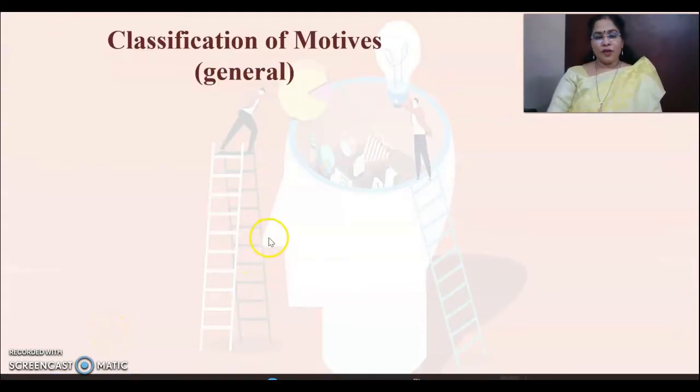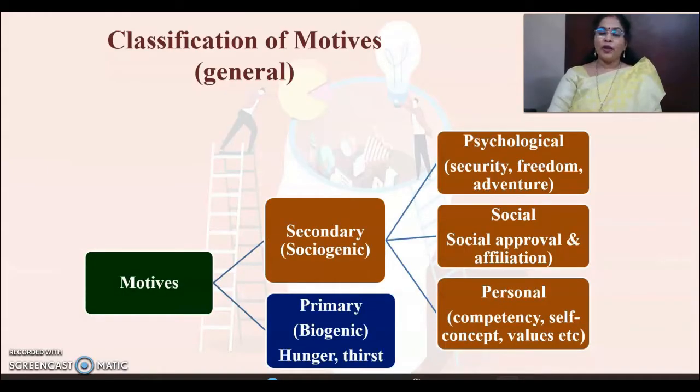Let's see the classification of motives. Generally, motives are classified into two categories as primary motives and secondary motives. Primary motives are in relation to our biogenic activities like hunger, thirst, sleep, and all these are primary motives. Secondary motives are sociogenic. They are psychological, social, and personal.